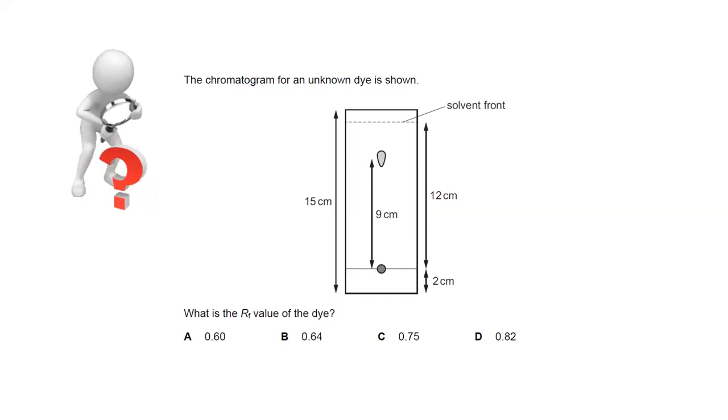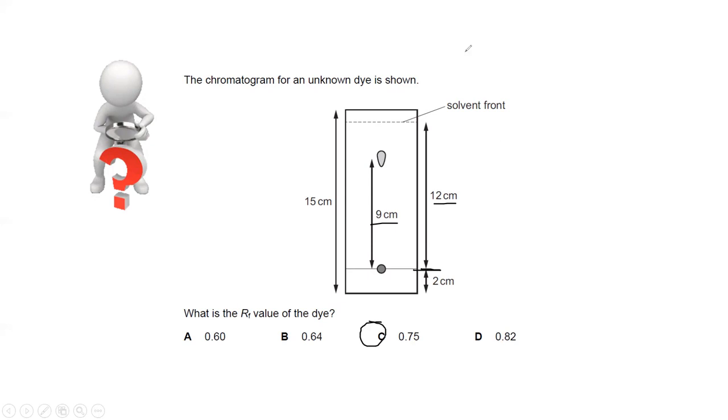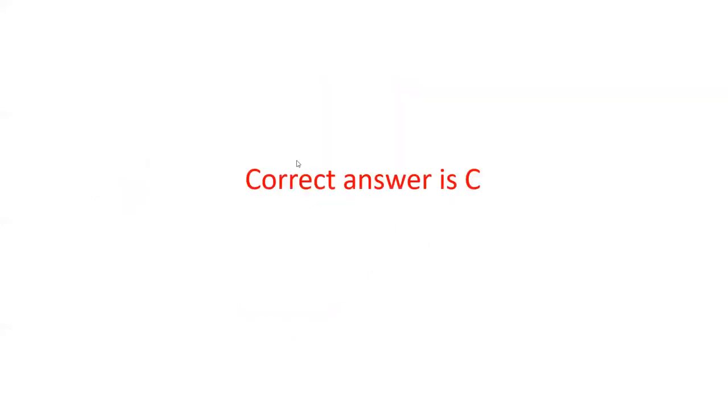Yeah, that's right. C is the correct answer, because the distance moved by the spot from origin is 9, and the distance moved by solvent from origin is 12. So we take both distances from origin, so 9 by 12 is 0.75. So C is the right answer for this question.